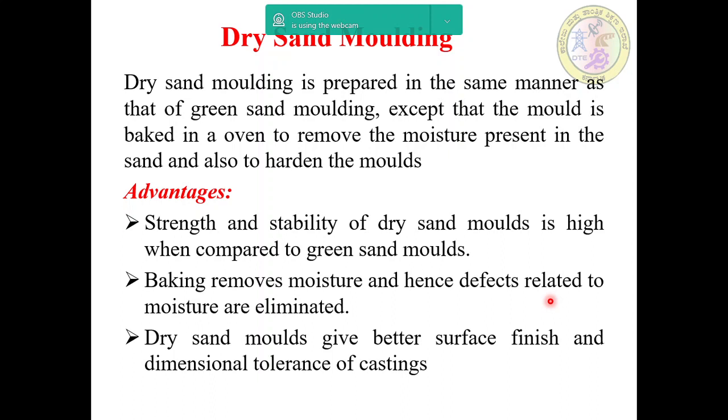That is the difference. And then the advantages of dry sand molds are that the strength and stability of these dry sand molds is high when compared to green sand molds. And then baking removes moisture, so the defects in green sand molds are eliminated. And then dry sand molds give better surface finish and dimensional tolerance as compared to green sand molding.